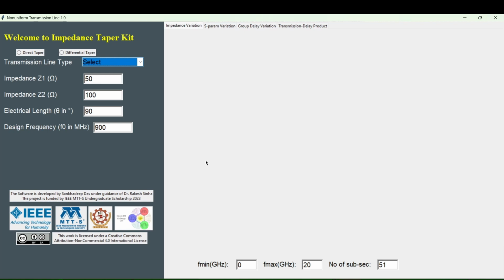Welcome to impedance taper kit. Here we have two types of tapers, direct taper and differential taper.